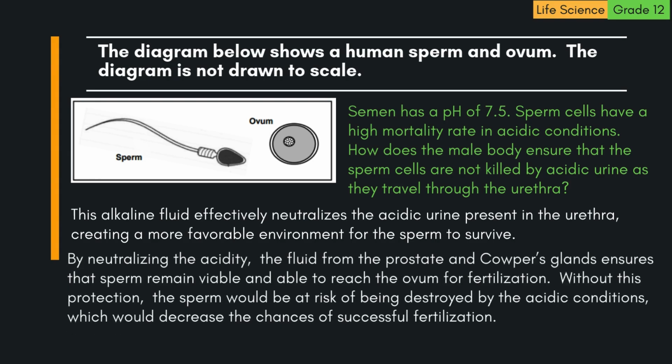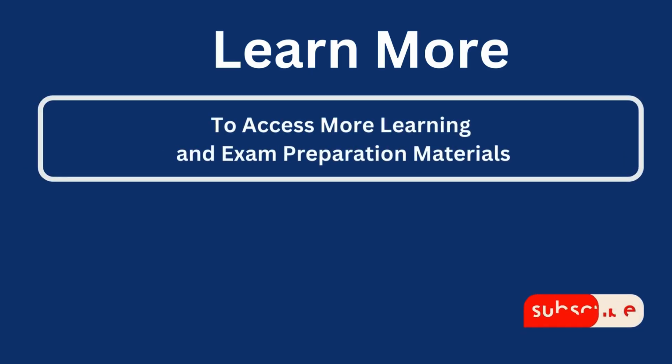By neutralizing the acidity, the fluid from the prostate and Cowper's glands ensures that sperm remain viable and able to reach the ovum for fertilization. Without this protection, the sperm would be at risk of being destroyed by the acidic conditions, which would decrease the chances of successful fertilization.